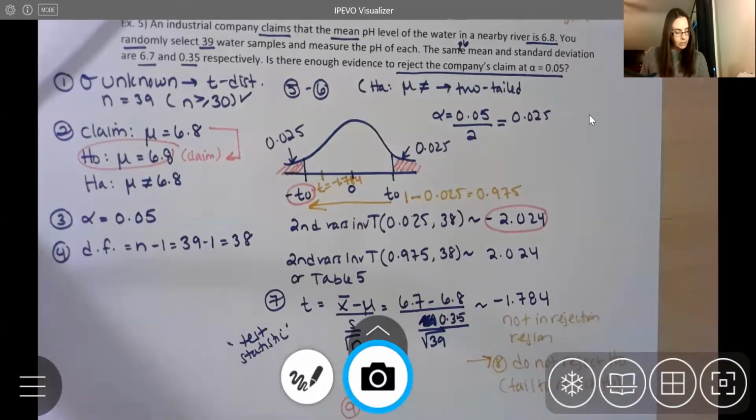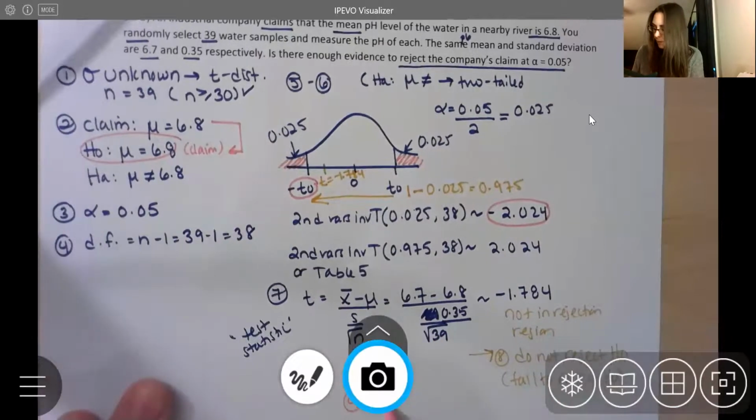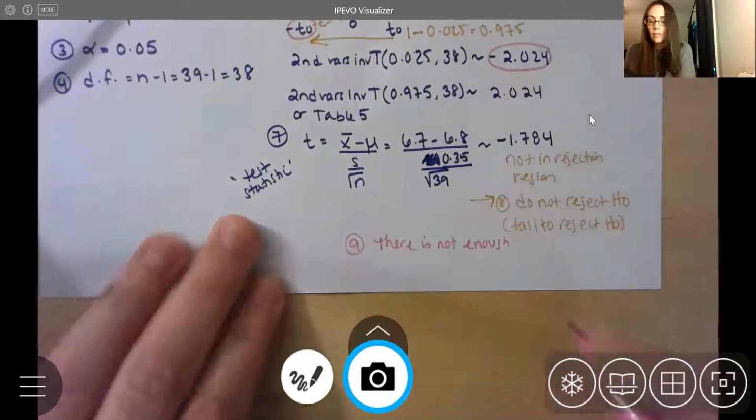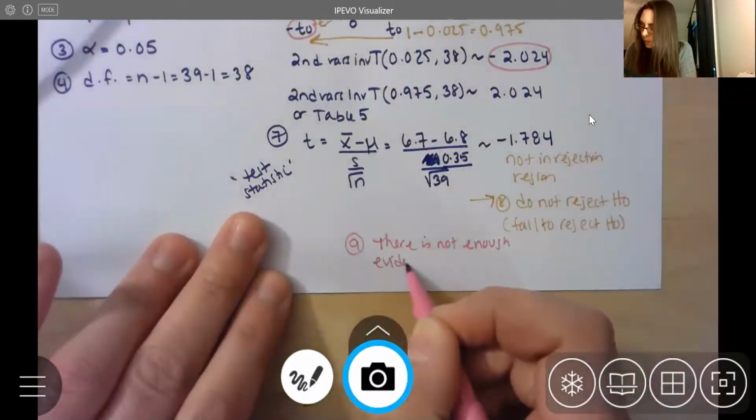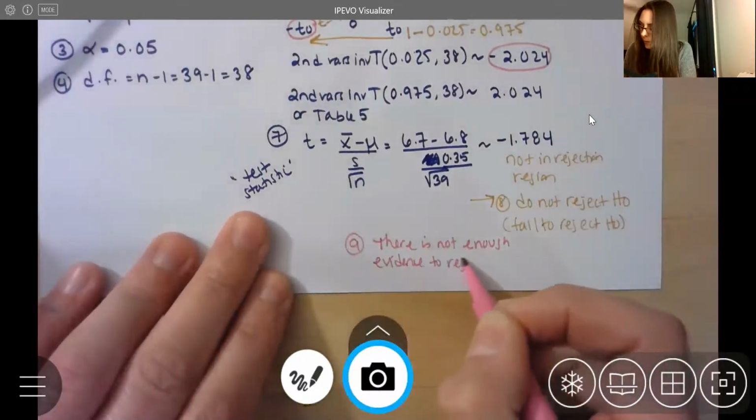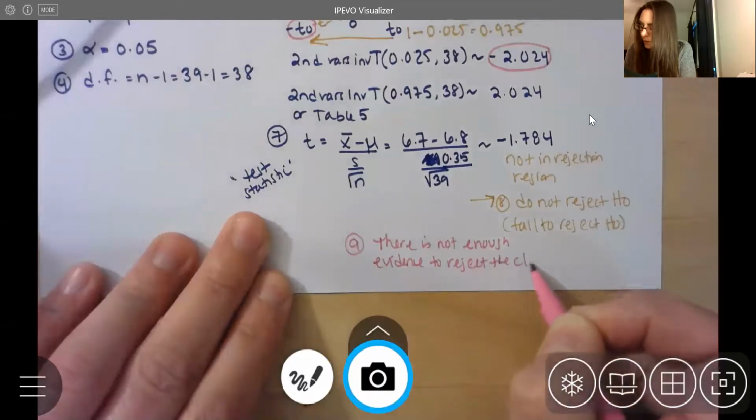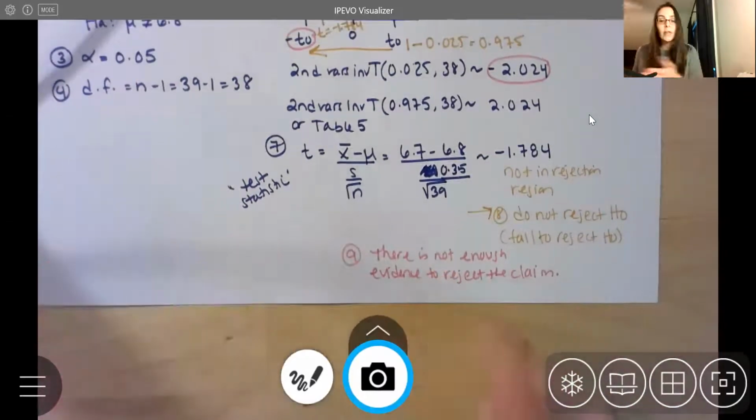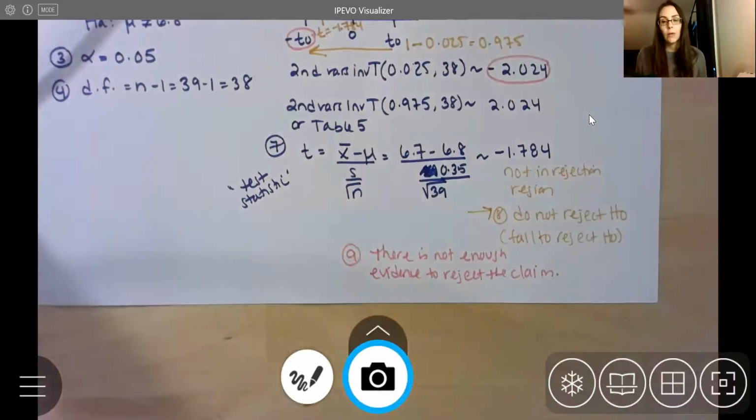So in this case, we do know that there is not enough evidence to reject the claim. The claim was the null. We did not reject the null. So at this point, I cannot reject the claim.